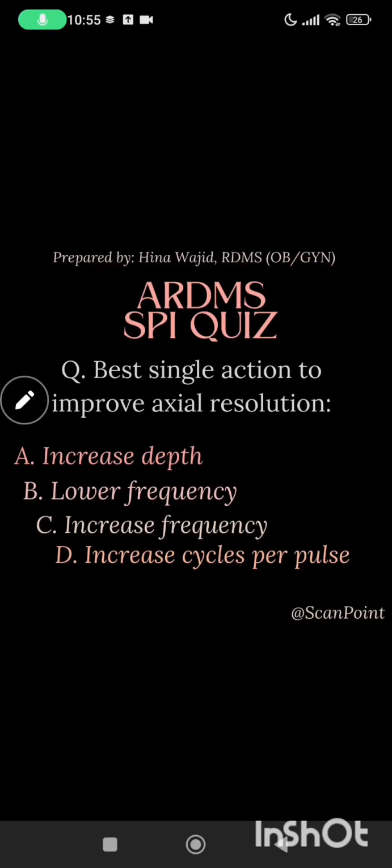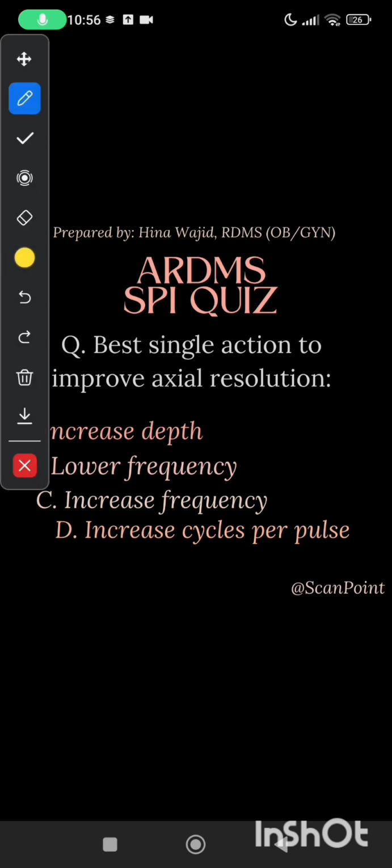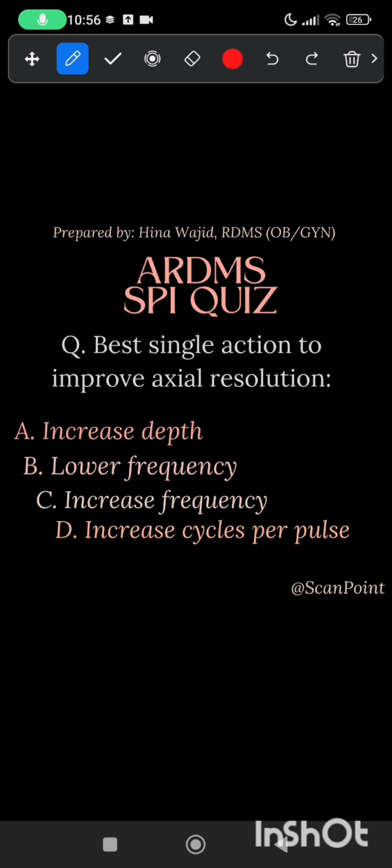Today we are going to discuss 5 very important MCQs for the SPI exam. So first one is: best single action taken to improve axial resolution. Option A is increase depth, B is lower frequency, C increase frequency, D increase cycles per pulse. Try to answer it by yourself before I tell the answer.